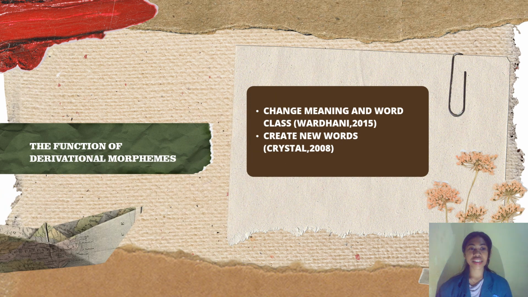Here we move to the next slide. In this slide, we would like to discuss the function of derivational morphemes. There are two main functions of derivational morphemes. According to Wardeni 2015, it can change meaning and word class, and according to Crystal 2008, it can create new words.